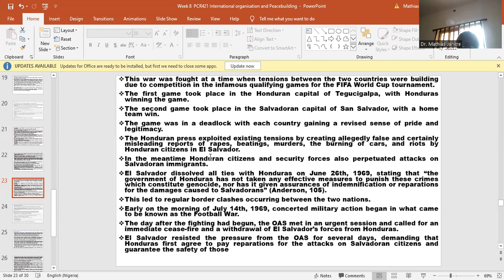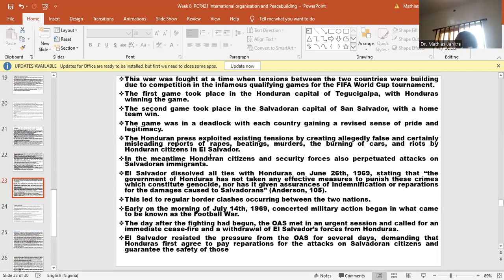due to competition in the famous qualifying games of the FIFA World Cup tournament. The first game took place in the Honduran capital, with Honduras winning the game. The second game took place in the Salvadorian capital, San Salvador, with a home team win. The series was in a deadlock, with each country gaining a reverse sense of pride and legitimacy.